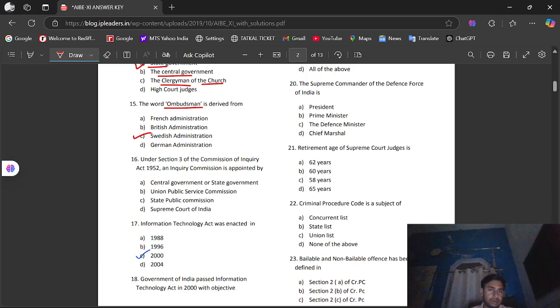Question number 16. Under section 3 of the Commission of Inquiry Act 1952, an inquiry commission is appointed by option A, central government or state government, option B, Union Public Service Commission, option C, State Public Commission, option D, Supreme Court of India. Its right option is option A, central government or state government. So under section 3 of the Commission of Inquiry Act 1952, an inquiry commission is appointed by central government or state government.